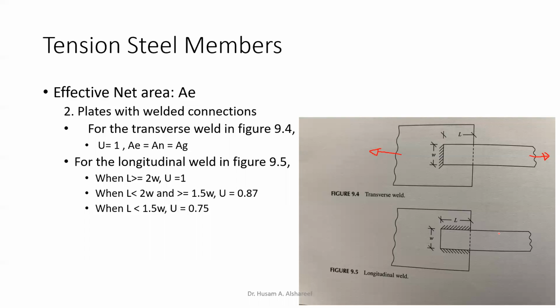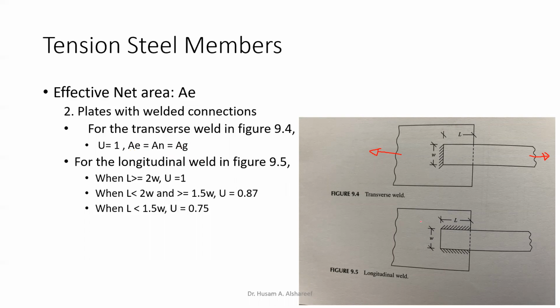So then what happens? For the transverse weld, in this scenario, your U equals 1, and your effective area equals the net area equals the gross area. In other words, if you find any of these values, then you find the 3 of them.